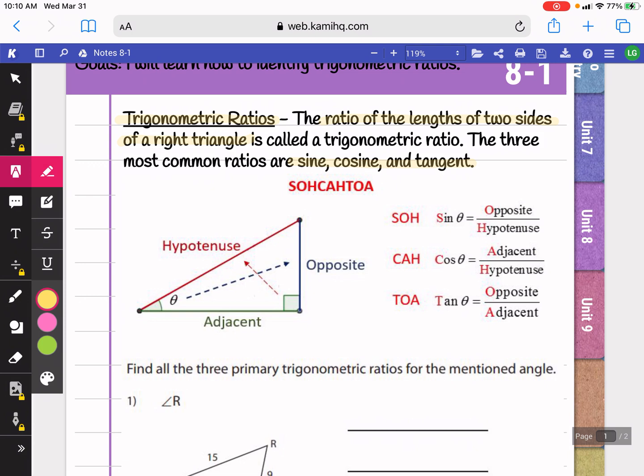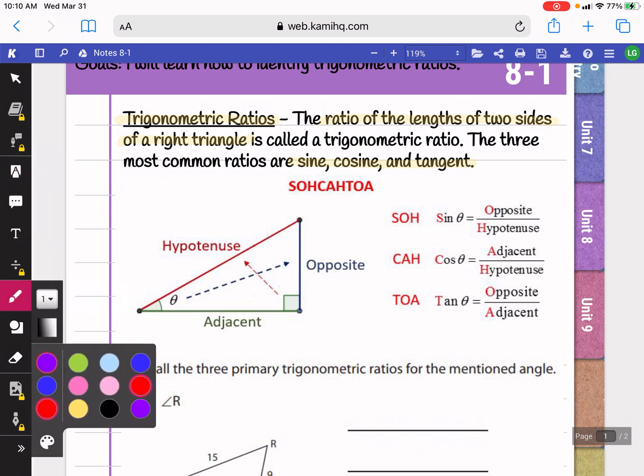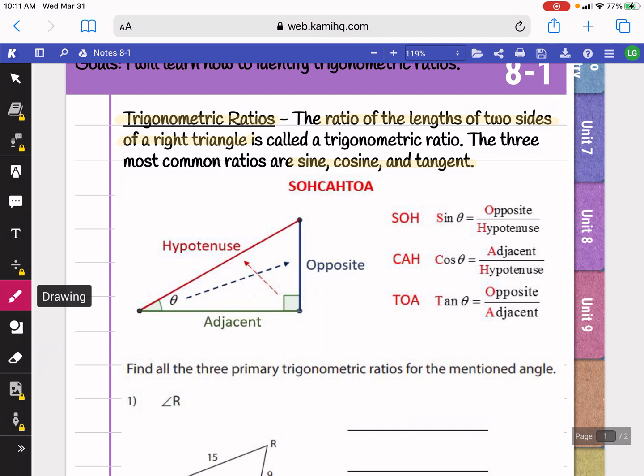You need to be able to label the sides of a right triangle to do this. So remember, your hypotenuse is always across from the 90-degree angle. And then if you're looking at your angle, here, theta, adjacent is going to be the side that's next to your angle or touching your angle. And the opposite side is going to be the one directly across the angle. Remember, your hypotenuse is always across the 90-degree angle.